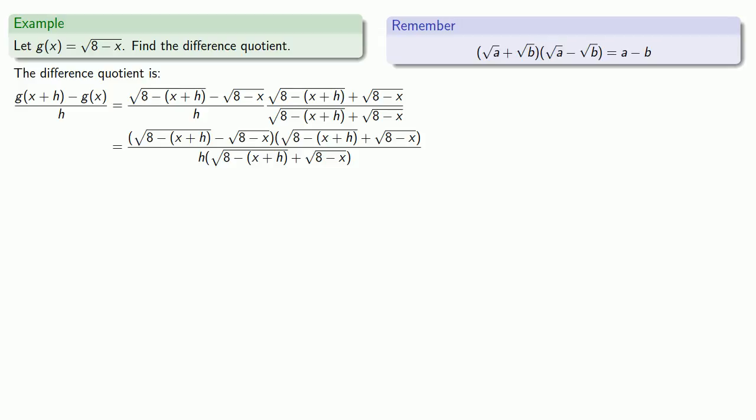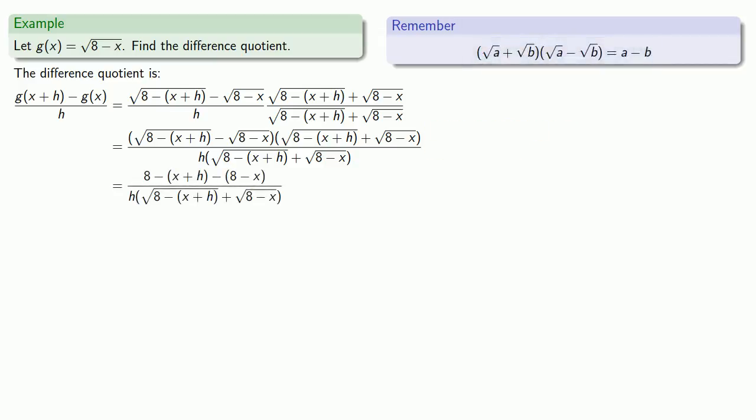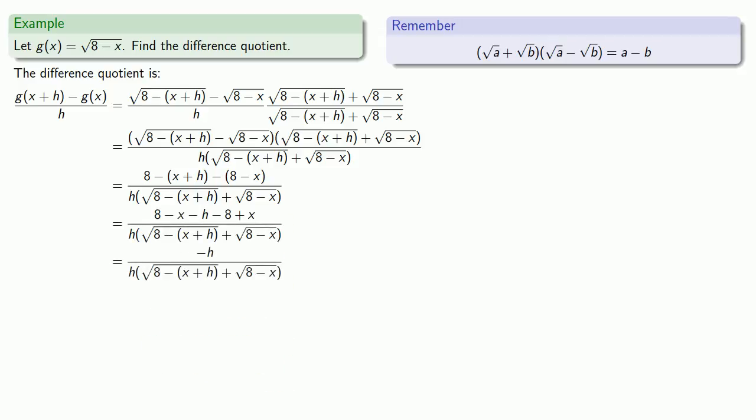Of course, the numerator is also a product, horrifying mess times horrifying mess, but it's a product that has a much simpler final form. So let's multiply out the numerator. And now we can simplify it. And now, my numerator is just minus h, my denominator is a product that includes a factor of h, so we can simplify and get our final expression for the difference quotient.